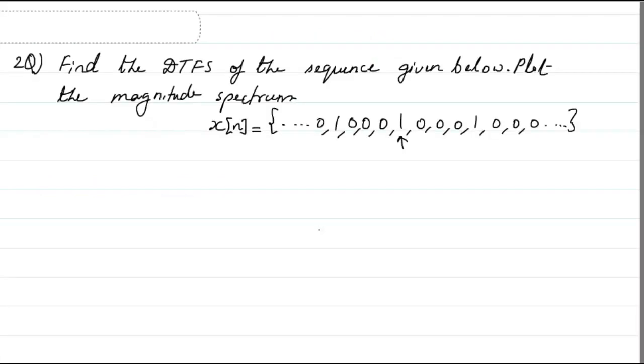Hello students, let us take another example of the DTFS. So here they have asked to find the DTFS of a sequence which is given below. If I just try to plot the sequence, it will look something like this. At n is equal to 0, I am having a value which is 1.